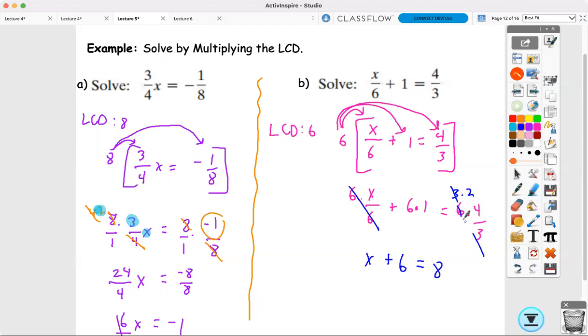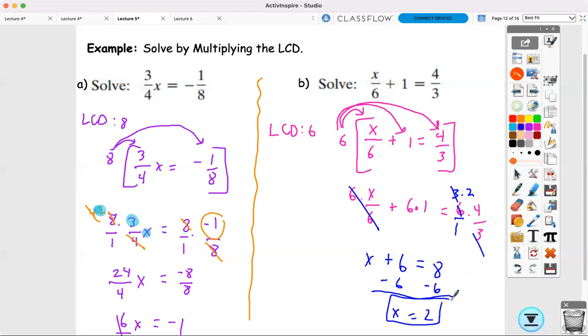Now, if you didn't want to do that, you can make 6 into a fraction and do 6 times 4 is 24 over 3, which is still 8. Go ahead and solve for x, guys. We're going to subtract 6 on both sides. So then we get x is equal to 2. And we're done. What questions does anyone have on how to solve equations using the LCD?